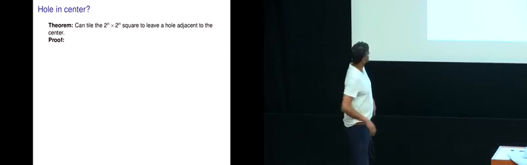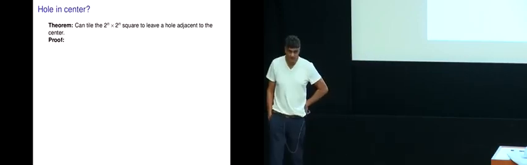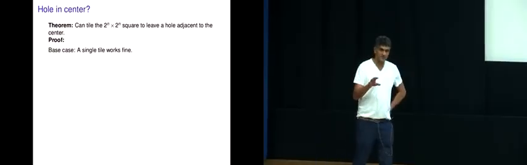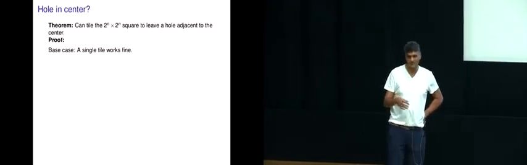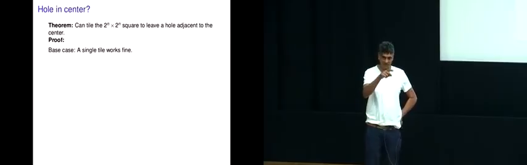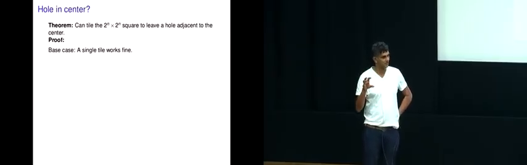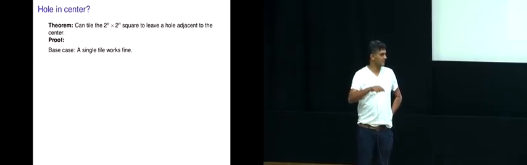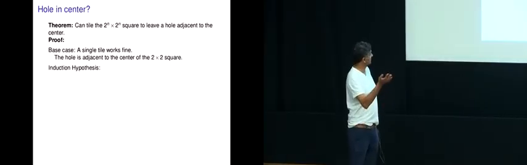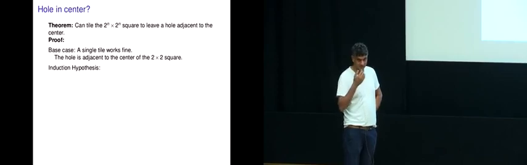Okay, so let's do this one. Let's tile the 2 to the n by 2 to the n square to leave a hole adjacent to the center. Let's start the induction at 0. I mean, you could at 1, just to make it easy. Then you have a 2 by 2 square, and you put in the tile, and the hole is adjacent to the center of the 2 by 2 square.